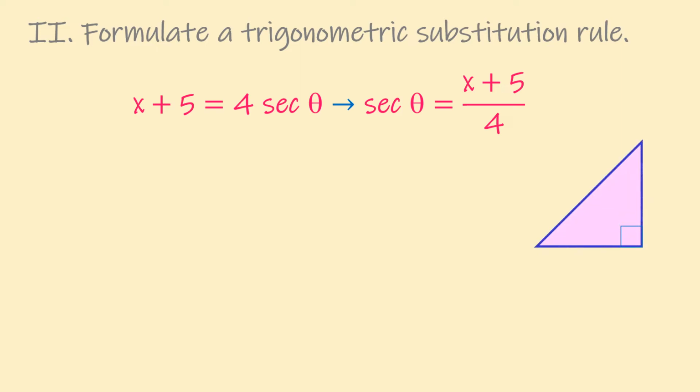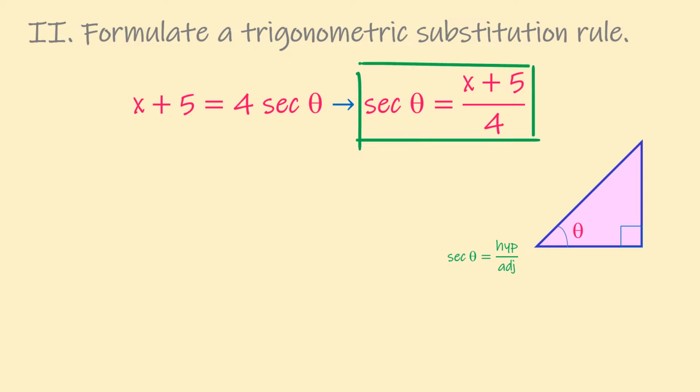Let us visualize this substitution rule using a right triangle. Let theta be one of the acute angles. From trigonometry, we know that the secant of an angle is equal to the length of the hypotenuse divided by the length of the adjacent side. Because the secant theta is x plus 5 divided by 4, it means that the length of the hypotenuse is x plus 5, while the length of the adjacent side is 4. Using the Pythagorean theorem, the length of the opposite side is the square root of difference of the squares of the length of the hypotenuse and the adjacent sides.